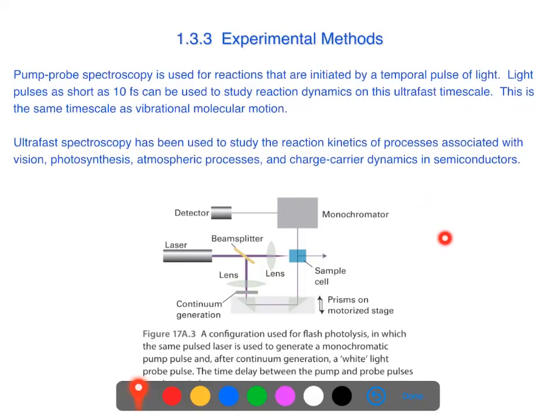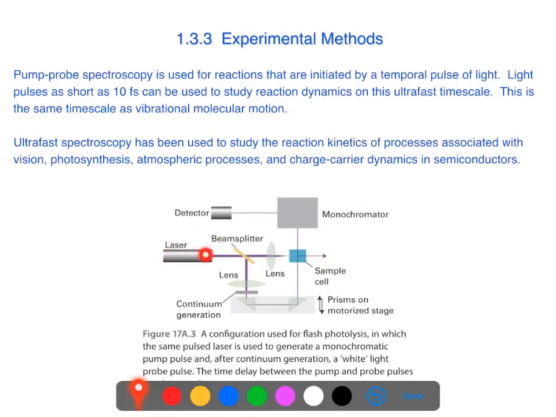This is the typical setup for a pump probe spectroscopy experiment, in which a reactant is photoinitiated with a laser source. And then some short time later, we can monitor the absorbance of the photoinitiated species using a probe pulse. So the same laser is used to generate both the light source that initiates the reaction as well as the light source that monitors the reaction. And this is the pump probe process.